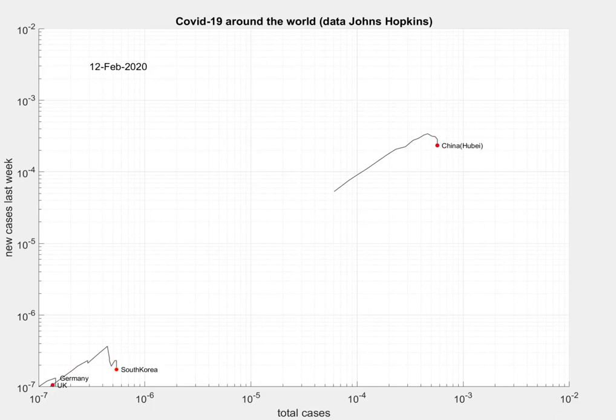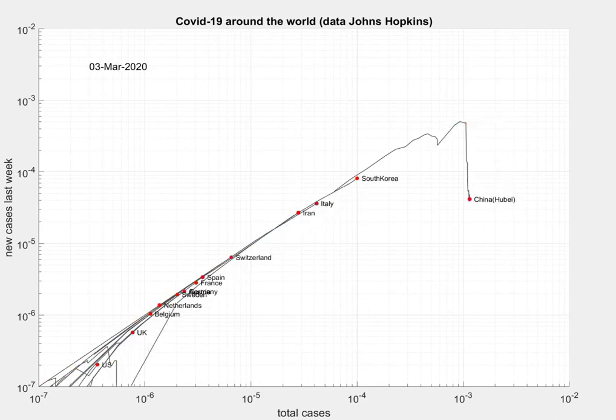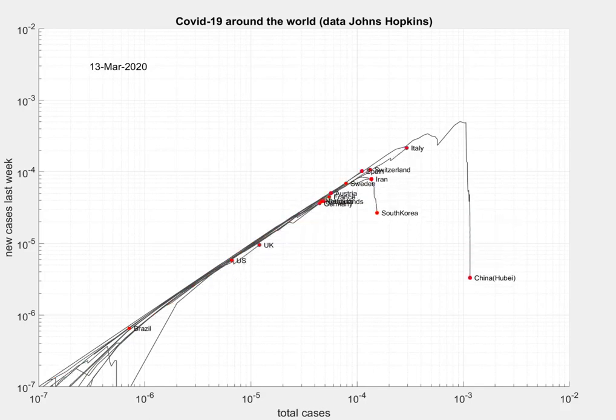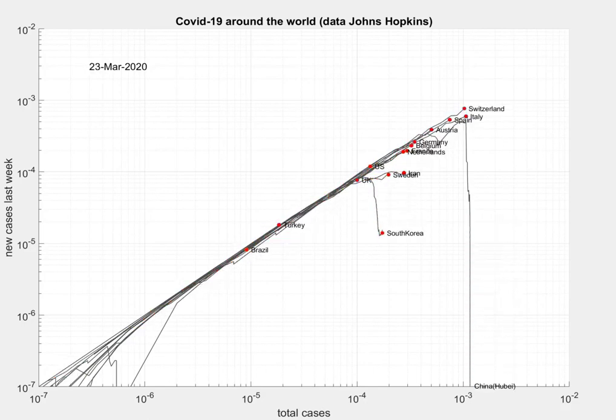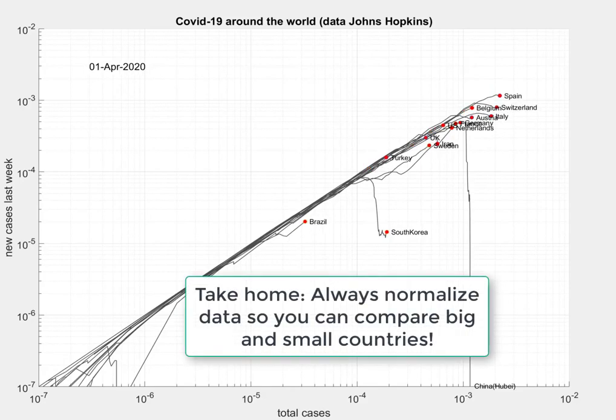And that's what I did in the next graph, which I think is better. I plotted the new cases and the total cases as a fraction of the population. When you look at it this way, it looks kind of similar, but when you watch it to the end, you see that now the most affected country is Spain.